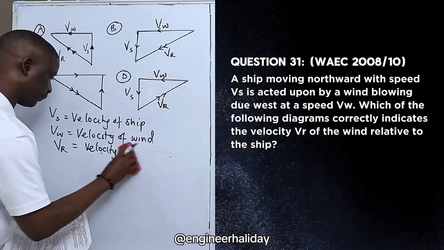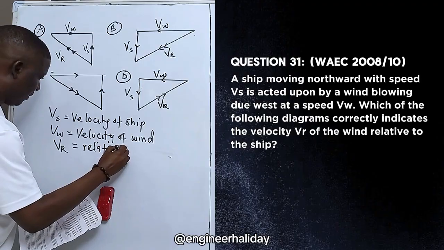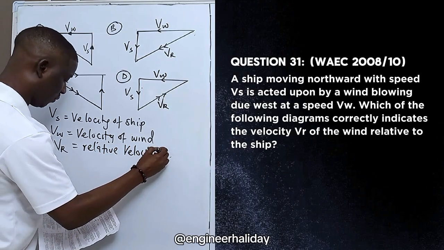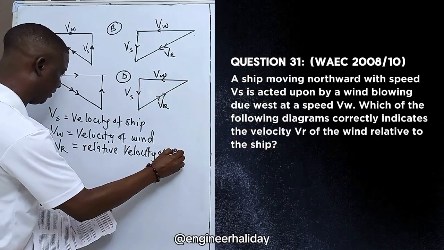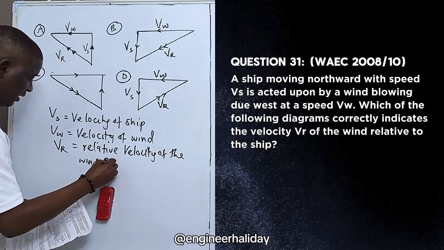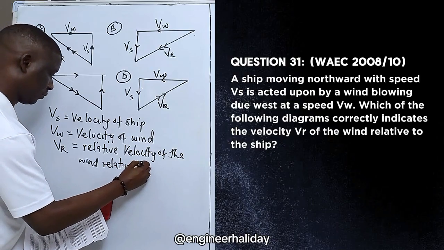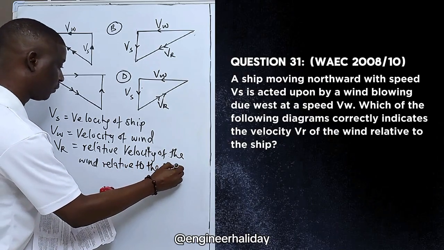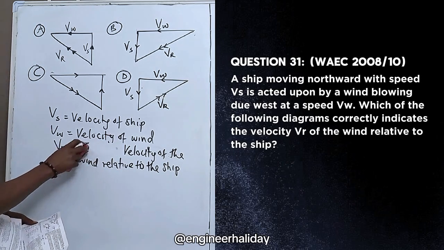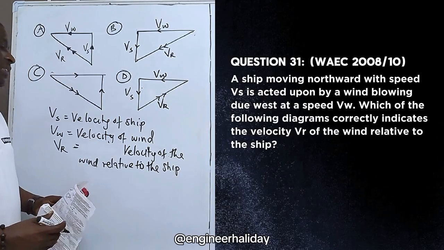Let me put it this way. Relative velocity of the wind relative to the ship. So let me call it like that. Let me remove this one. Now, I have known that this is the velocity of the wind relative to the ship.